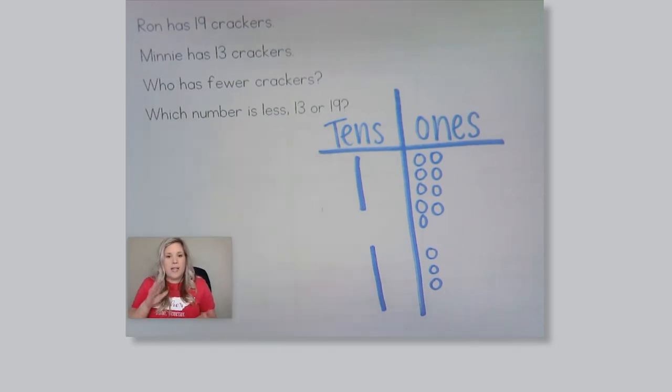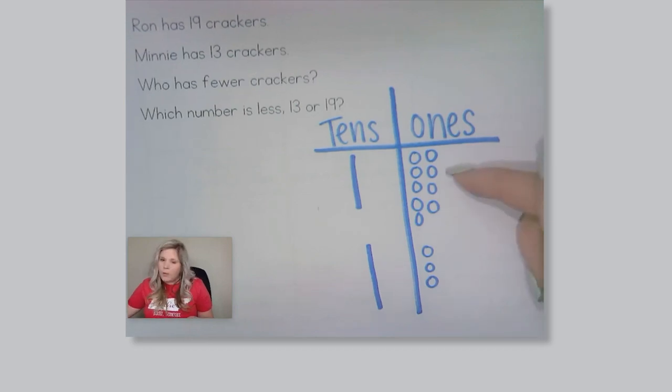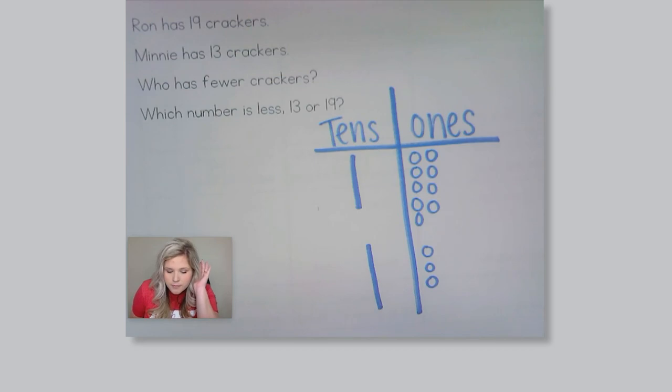And if the tens are the same, you're going to move over and look at the ones and compare the ones place. Which one is less? 9 ones or 3 ones? Excellent. 3 ones is less than 9 ones. And because 3 ones is less than 9, 13 is less than 19.